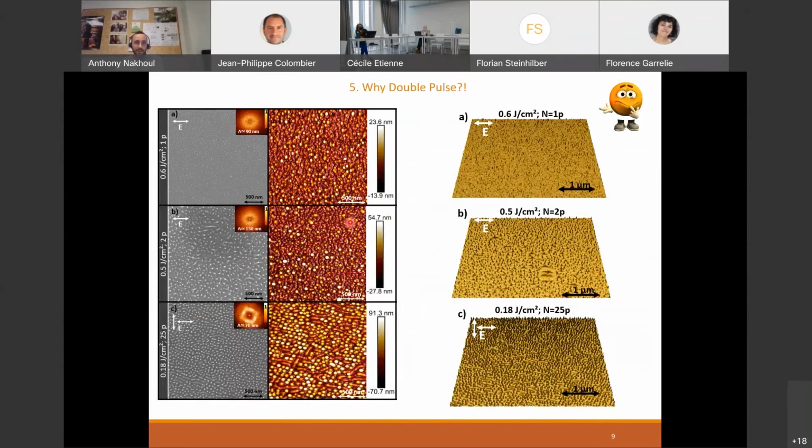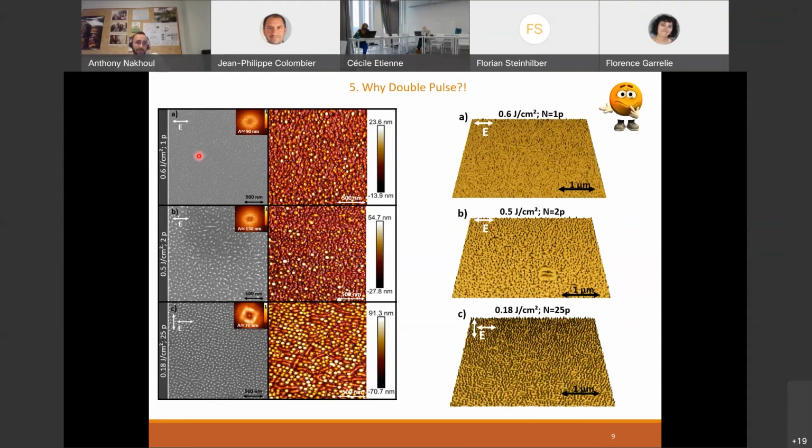Here we are taking the nanopeaks, but why can we not try to produce them using a single pass and double pass? As I showed before, we are using cross polarized beams, perpendicular, one horizontal, one vertical, and there is a time delay also, and it's not so easy to produce. There is a little bit of complexity. So the question is, is it possible to produce it using only one polarization, one beam, horizontal or vertical? And what will happen if we try?